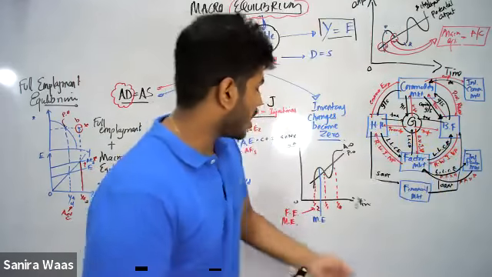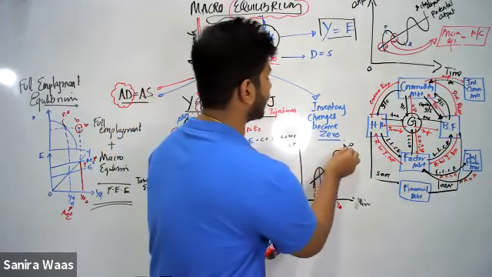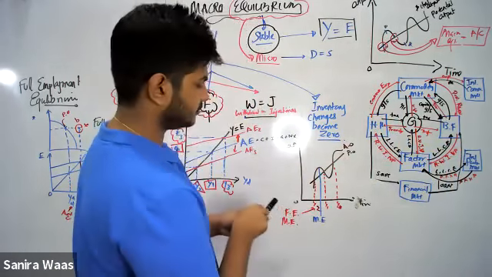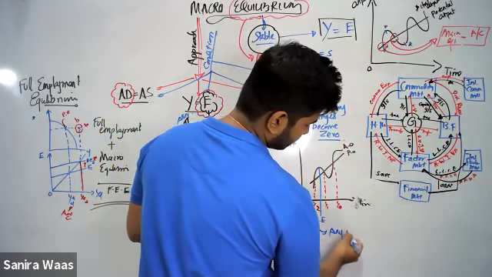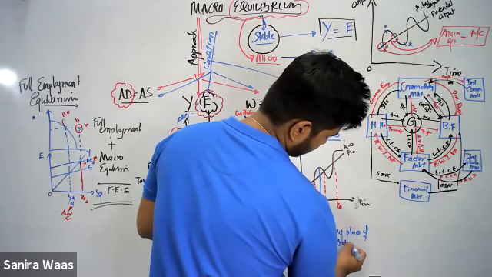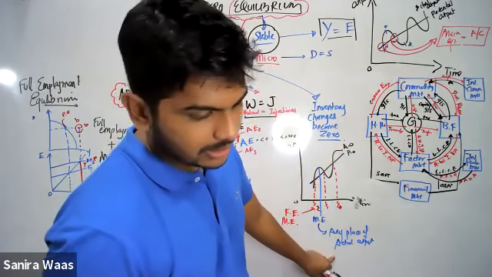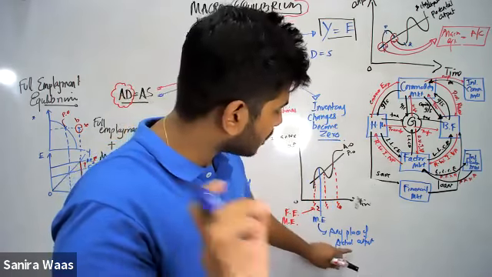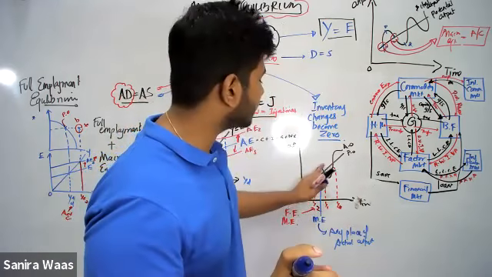So your macroeconomic equilibriums can come in any place along your actual output. Right? You can come in at any place. You can have macroeconomic equilibriums at any place.